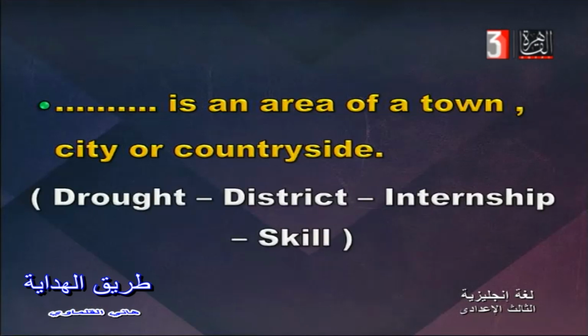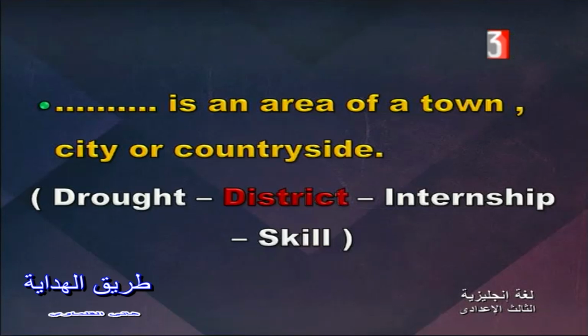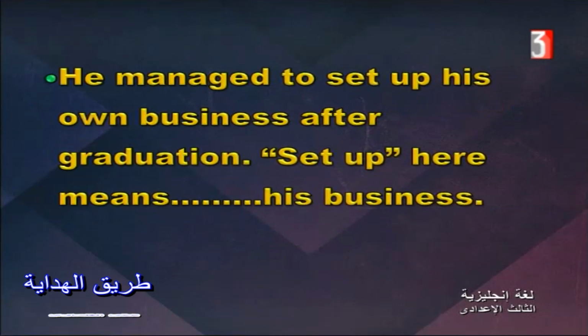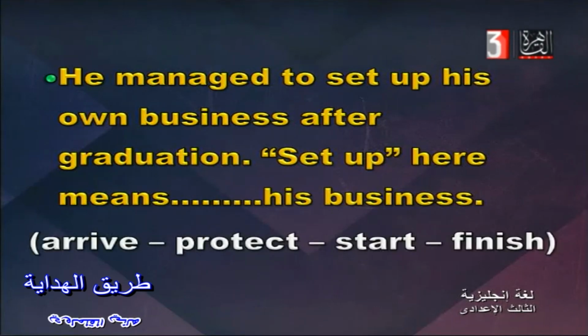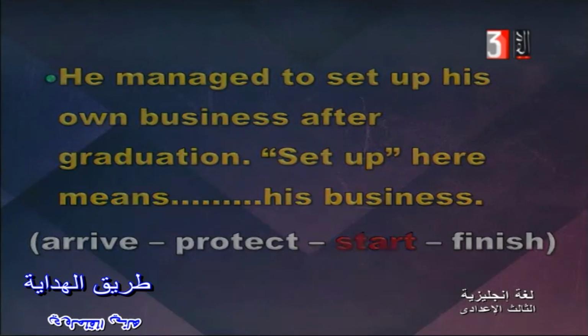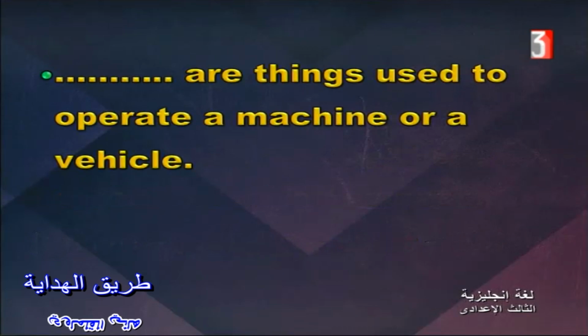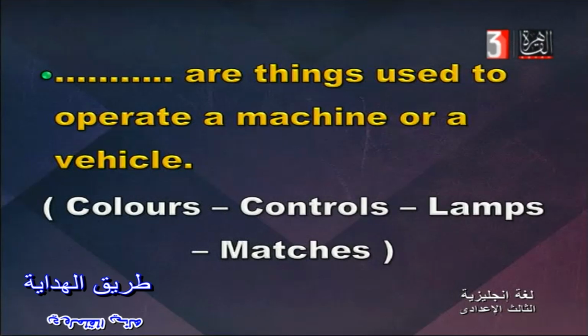District. Another one. He managed to set up his own business after graduation. Graduation, my dear students, معناها التخرج. Set up here means his business, so I need a collocation. Of course, start his business. Set up means start a business. Another one. Are things used to operate a machine or a vehicle? Machine آلة, vehicle يعني مركبة. Colors, controls, lamps, or matches. Of course, it would be controls.